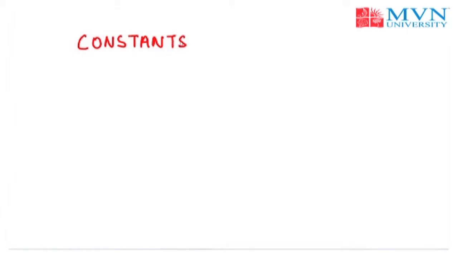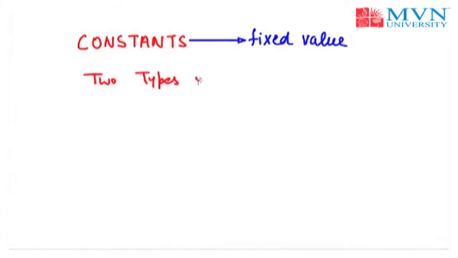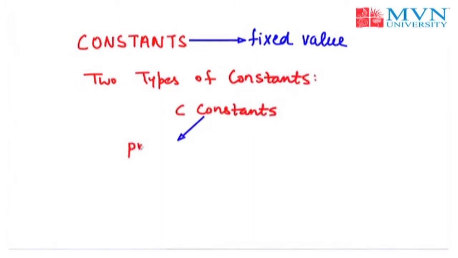Today we will discuss constants in C. Constants in C refer to a fixed value that do not change during the execution of a program. There are two types of constants in C. The first is primary constants, second is secondary constants.